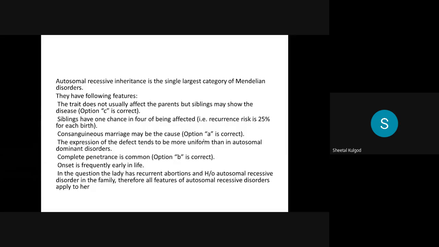Now, the expression of the defect tends to be more uniform than in autosomal dominant disorders. Therefore, complete penetrance is common. Onset is frequently early in life. So, in this case, the lady has recurrent abortions and a history of autosomal recessive disorders in the family. Therefore, all the features of the autosomal recessive disorders apply to her.